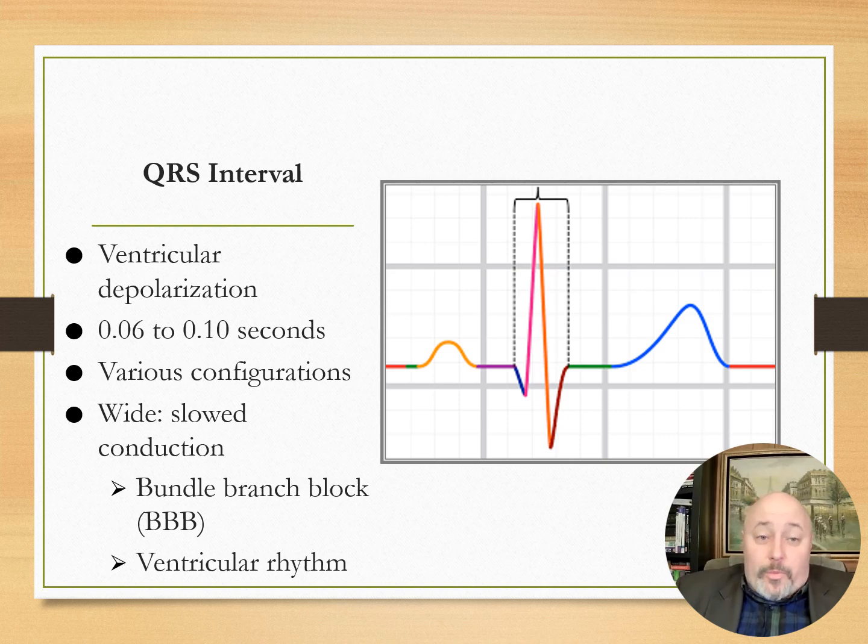A QRS with a width greater than 0.1 may signify a delay in the conduction through the ventricles due to a variety of factors, everything from myocardial infarction to atherosclerosis and aging of the conduction system, or even cardiomyopathies.